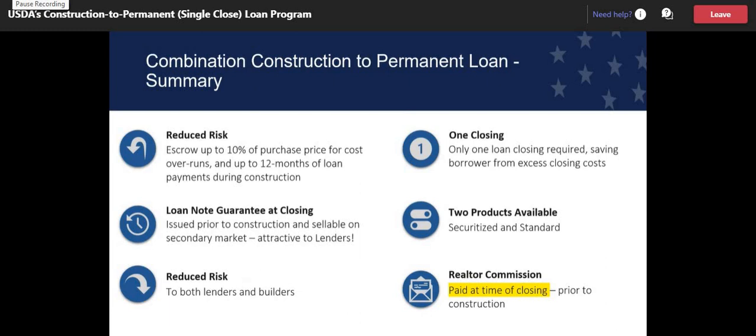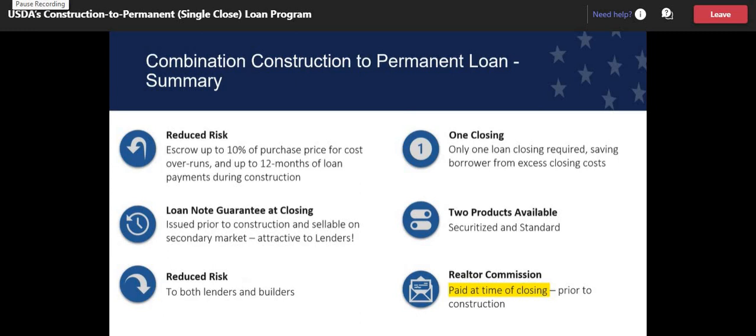The single close process was designed to protect all participants involved in the transaction. Perhaps most importantly, USDA's loan guarantee is issued at loan closing before a shovel even goes into the ground. And get this, if there's a realtor involved for the builder, the realtors get paid at the loan closing. And the builder is protected as the build is also funded at the closing.